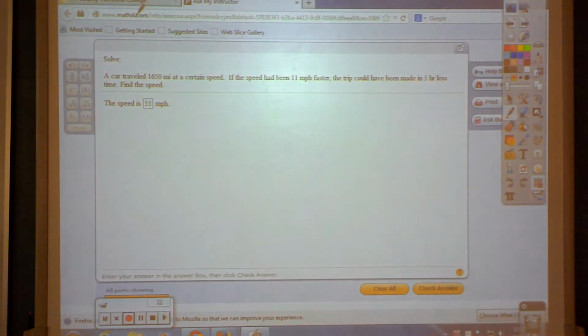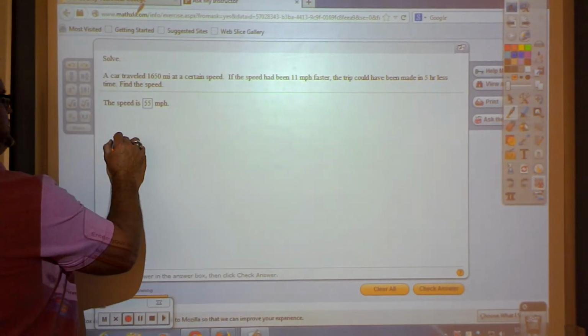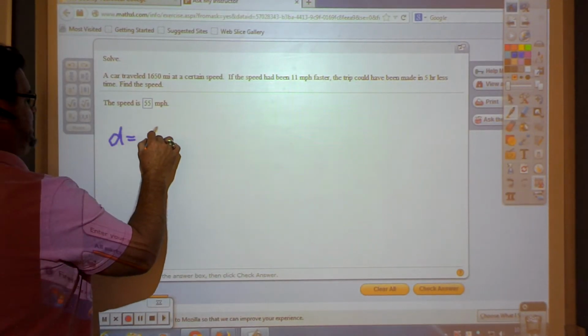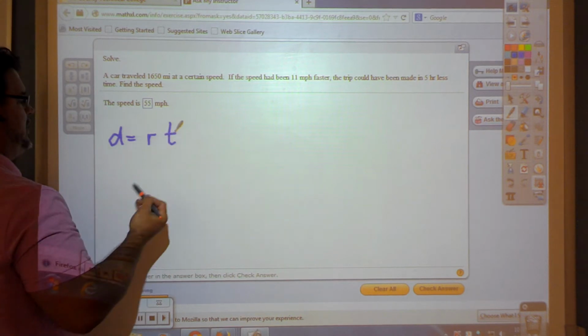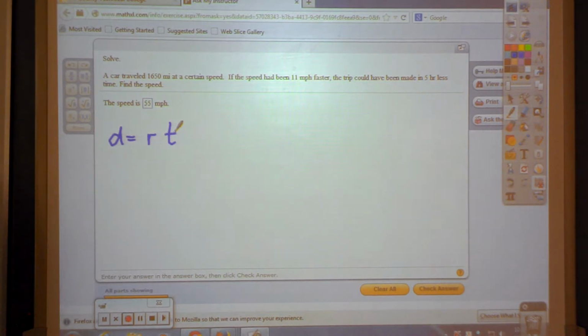All right, so distance equals rate times time. Rate is another word for speed. Do not go into physics class and say they're the same thing, because some physics teachers will have a fit. But for our application, speed and rate are the same thing.